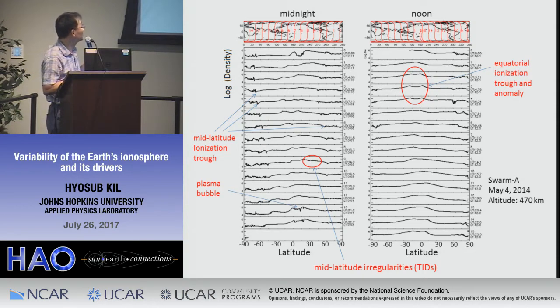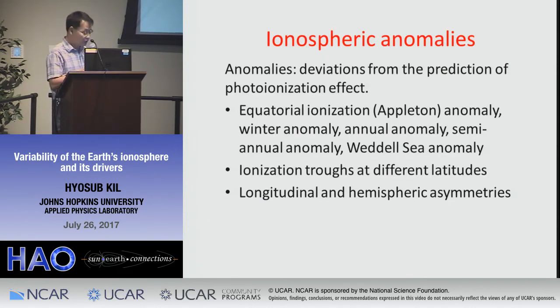In the noontime, here you can see two peaks. There's the equatorial ionization anomaly and trough. And from this plot, you can see the large longitudinal variation, even though it is the same day observations. So, ionization anomalies. As I mentioned, the deviations of the ionosphere from the prediction of the photoionization effect we call anomalies. There are many different names of the anomalies: equatorial ionization anomaly, winter anomaly, annual anomaly, semi-annual anomaly, weather sea anomaly, and many more. I mentioned the three types of troughs, and also there are longitudinal and hemispheric asymmetries in the ionosphere. These kinds of anomalies are not explained by considering the solar radiation effect.